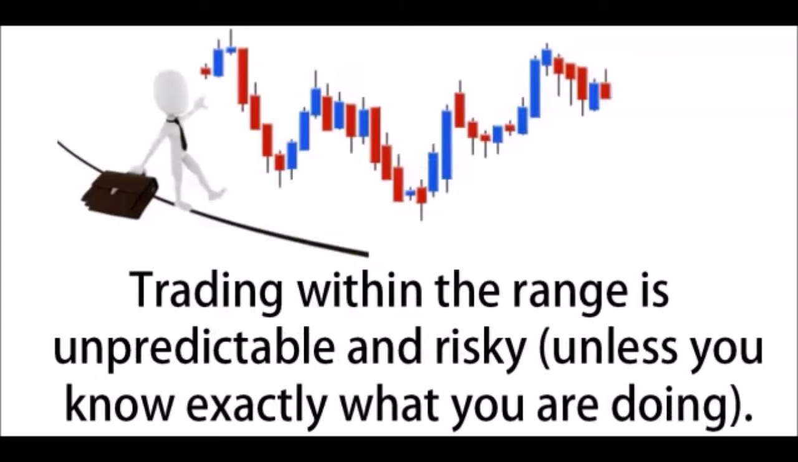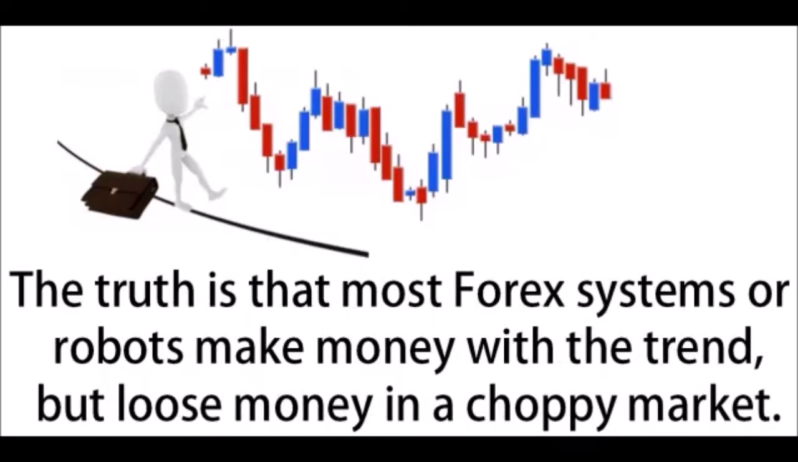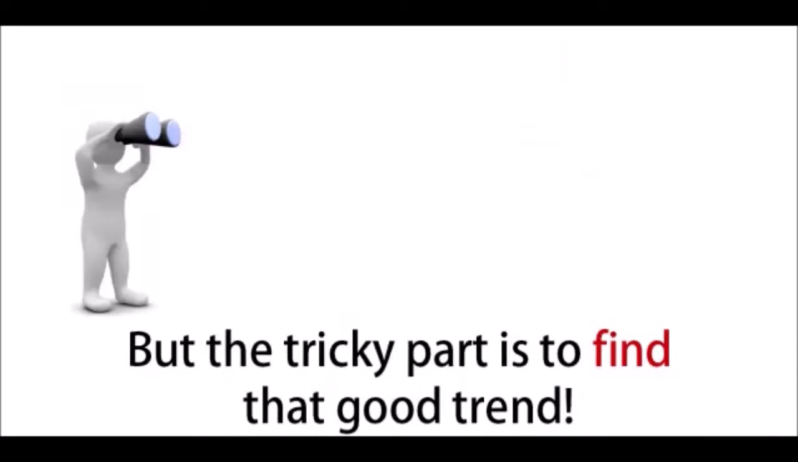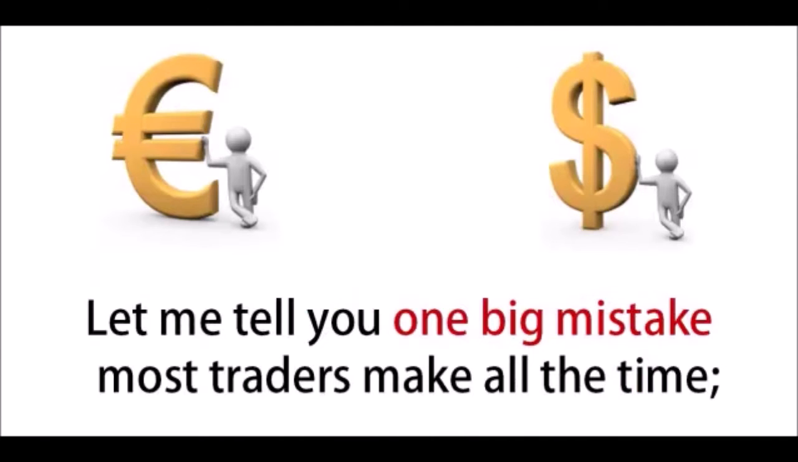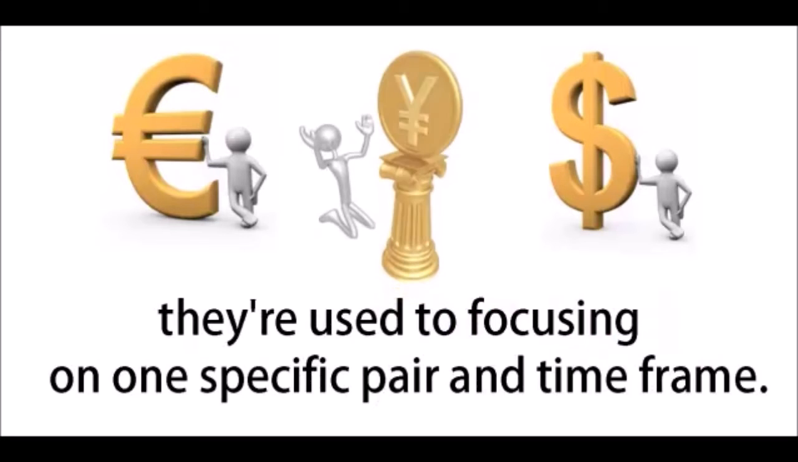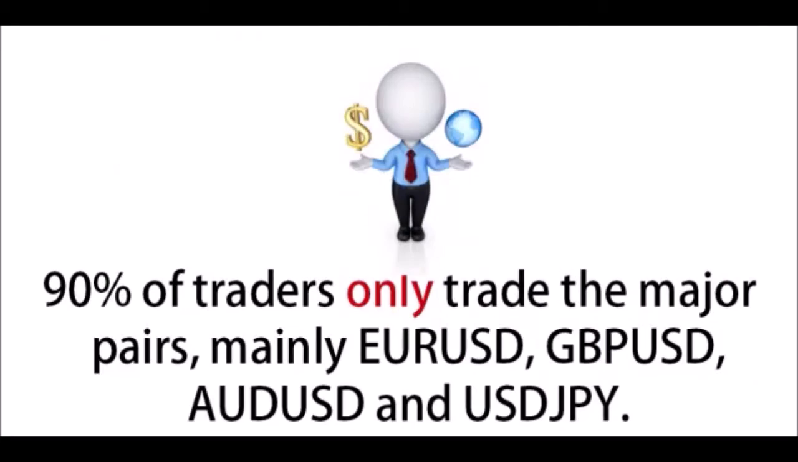Trading within the range is unpredictable and risky, unless you know exactly what you're doing. The truth is that most Forex systems or robots make money with the trend, but lose money in a choppy market. But the tricky part is to find that good trend. Let me tell you one big mistake most traders make all the time. They're used to focusing on one specific pair and time frame.